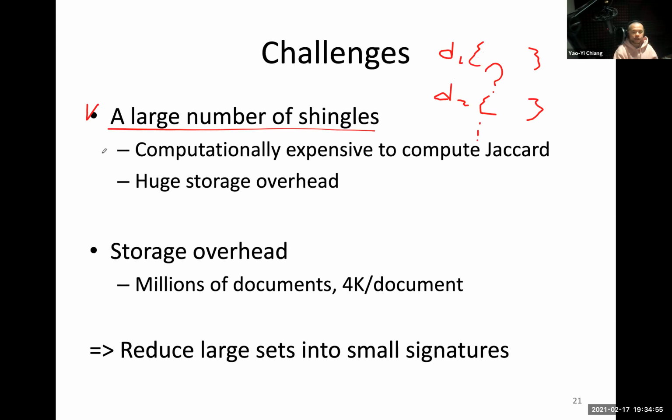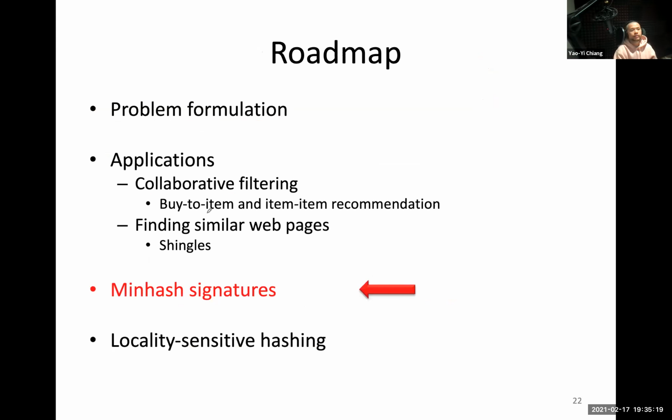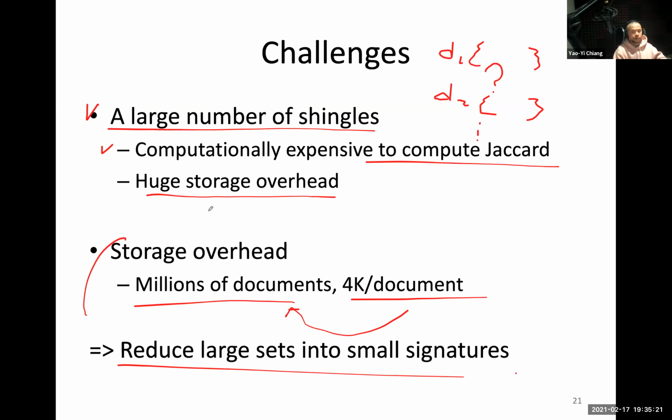So it's computationally expensive to compute your Jaccard similarity. And it's also a huge storage overhead because you have to store all of them. Let's say you have millions of documents, 4K per document, that's a lot of storage. So what we want to do is to reduce your large set into smaller signatures so that we can compare them. And that's your min hash algorithm. So what does it mean then? Let's go back to the whiteboard.